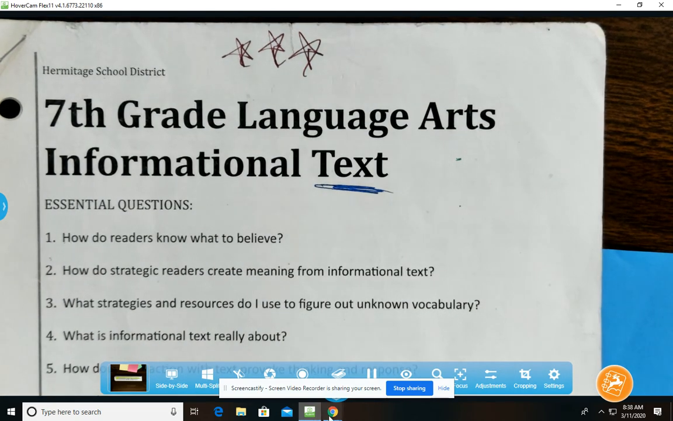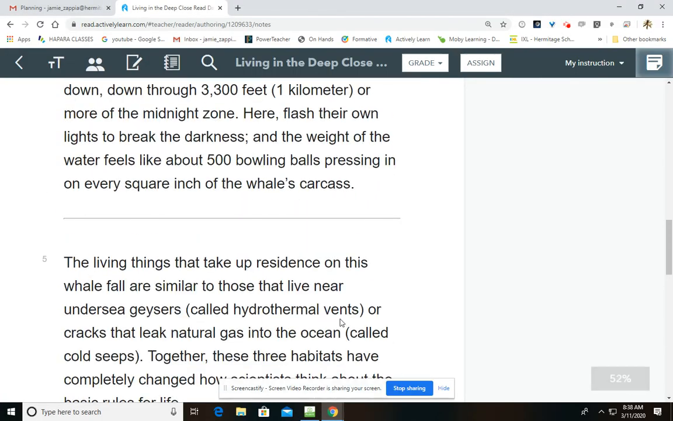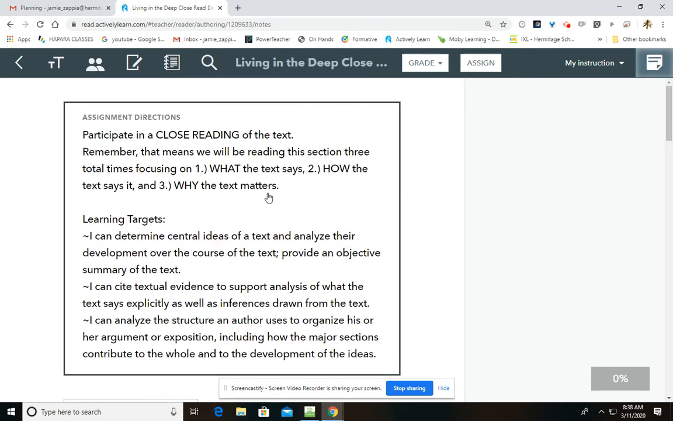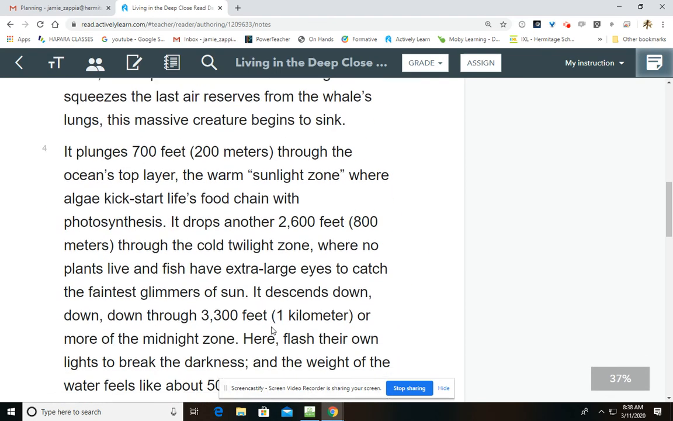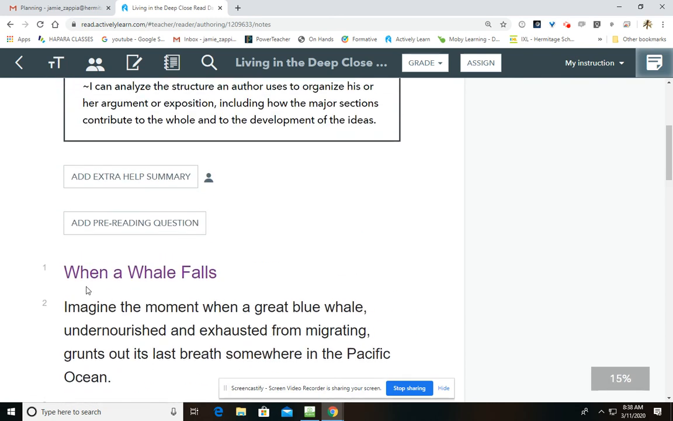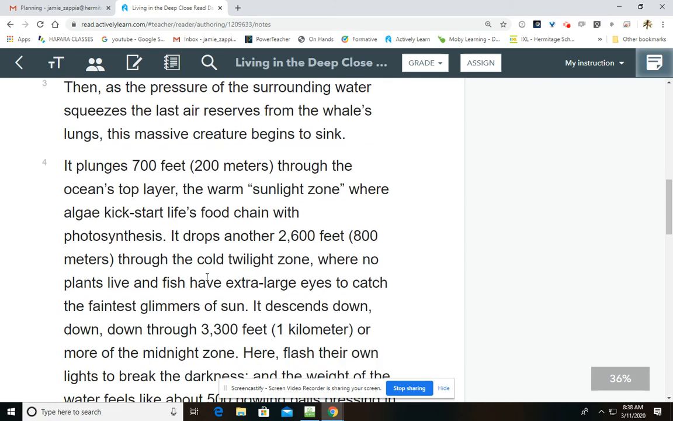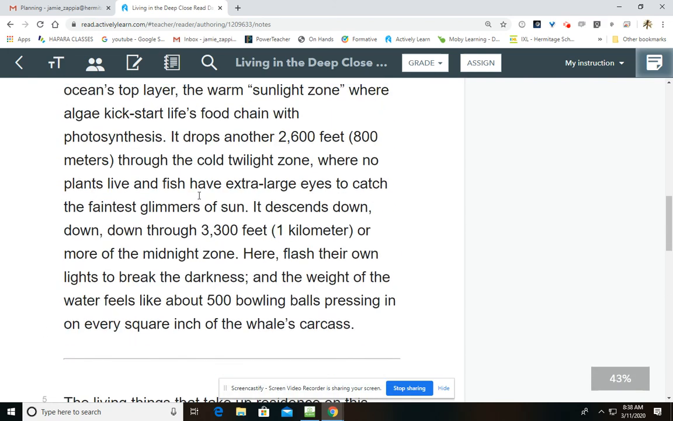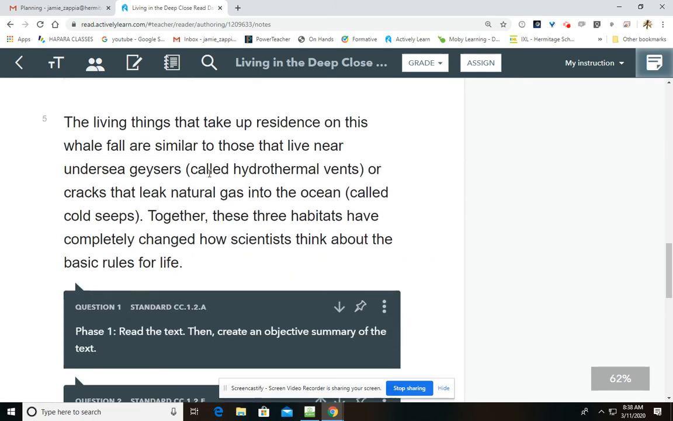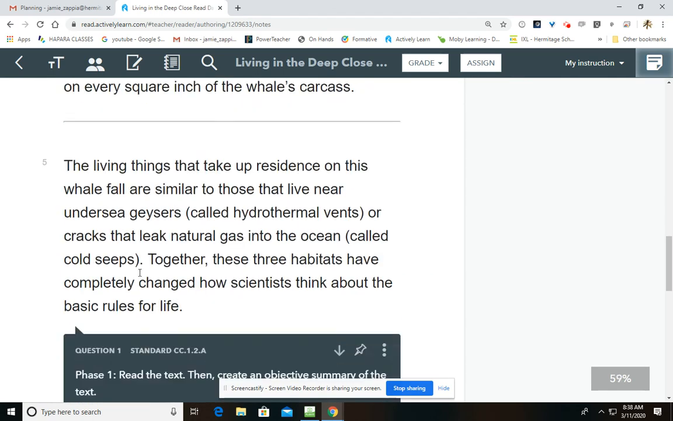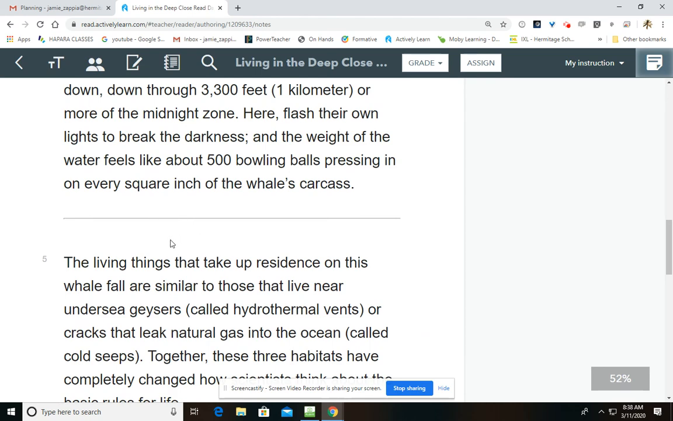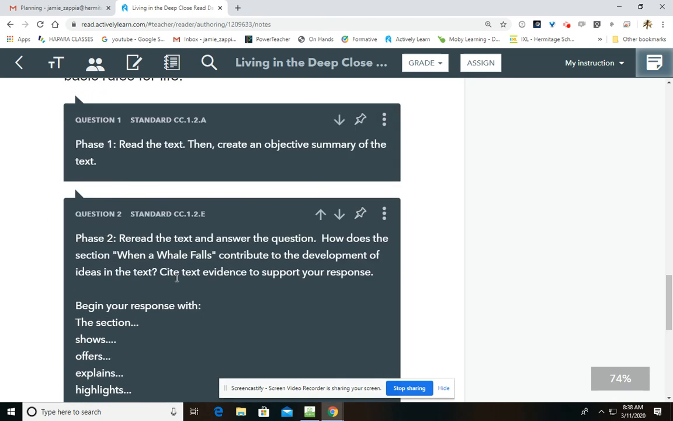In our second phase of reading, we're going to be reading for how the text says it. As we read for how the text says it, we will be rereading the text for text structure. This text is set up with different headings. The heading you get is When a Whale Falls. So this is one particular section of the text. It starts with the information on the top and it ends with this paragraph below the line. That is the entire section, with a little bit taken out of the middle of When a Whale Falls.